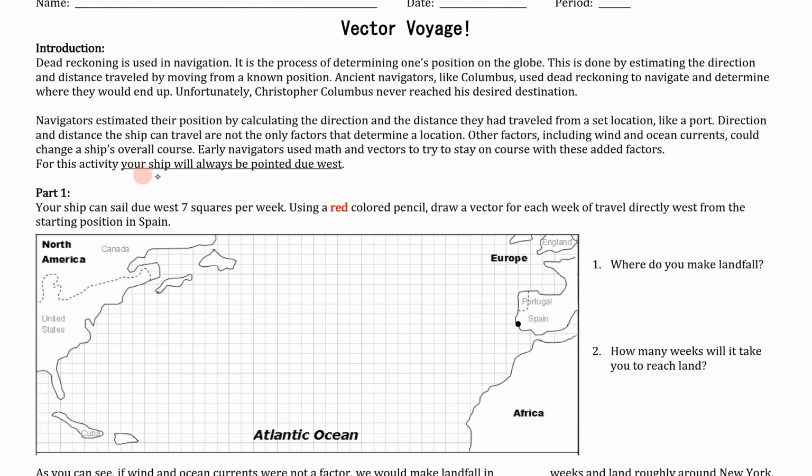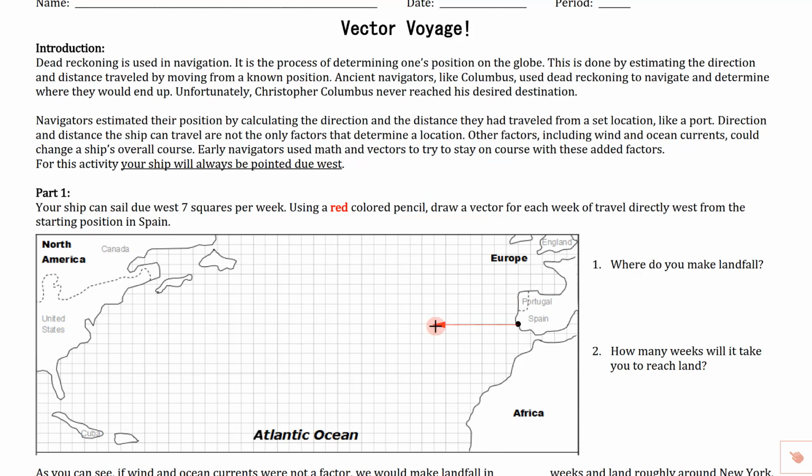For this activity, your ship will always be pointed due west, and the ship is going to be able to travel 7 squares due west every single week. So we're going to indicate this with a red colored pencil or a marker. Pencils are going to work really well. I'm actually going to use a vector drawing tool, so let me show you how this works. We're going to start from Spain, and here's what's going to happen on week 1. On week 1, we're going to travel 7 squares directly west. So we've got 1, 2, 3, 4, 5, 6, 7.